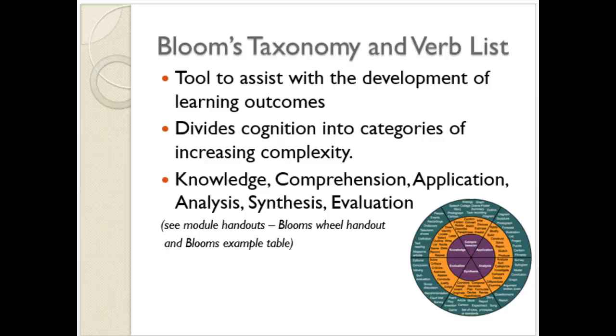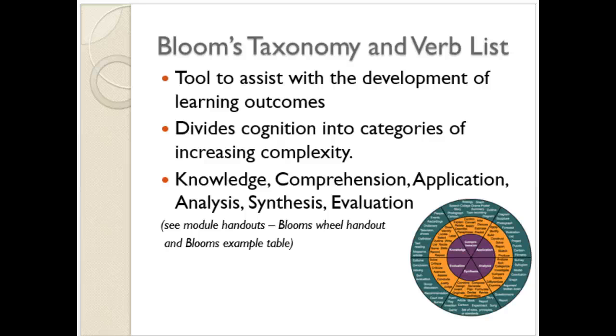activities, and assessments. But basically the whole theory behind Bloom's taxonomy is that they've divided cognition into categories of increasing complexity. So these categories range from knowledge all the way up through evaluation. The different categories are knowledge, comprehension, application, analysis, synthesis, and evaluation. And if you look at Bloom's wheel, or even the handout, the example table, you'll note that the levels get increasingly more challenging as we go through the levels.